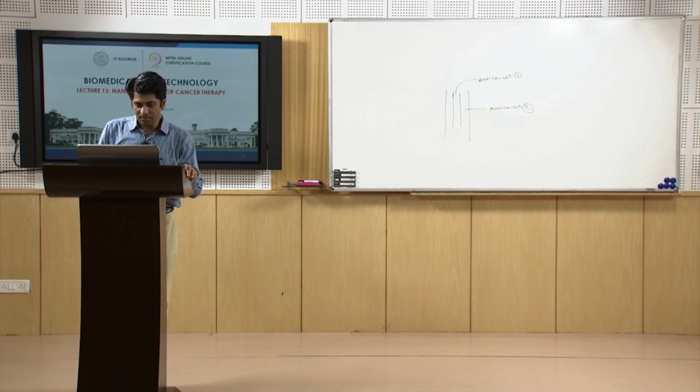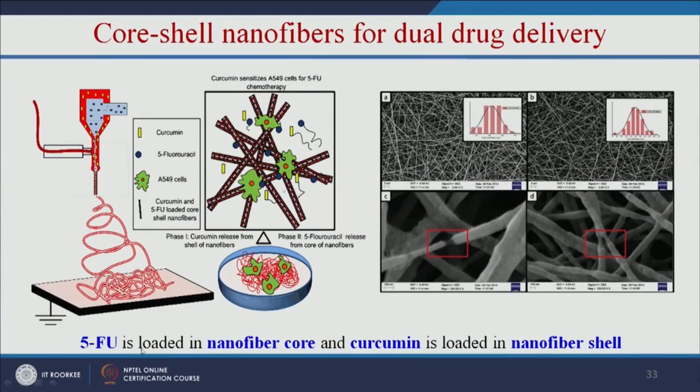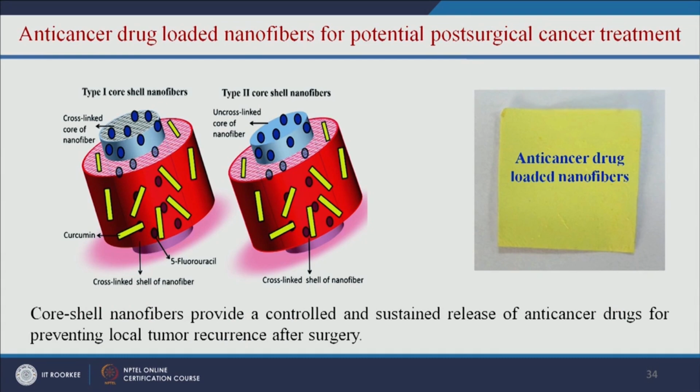In this example we have used 5-fluorouracil in the core of the nanofiber, and curcumin in the shell of the nanofiber. Using these two different kinds of drugs will enhance the anti-cancer therapy. The final product of your nanofiber will look like this. This is the anti-cancer drug loaded nanofibers.